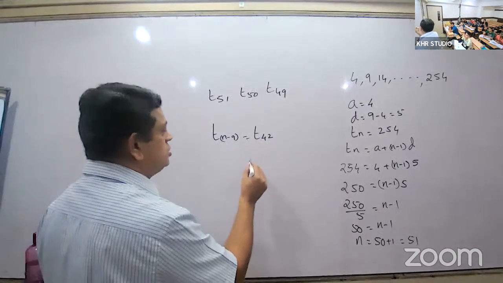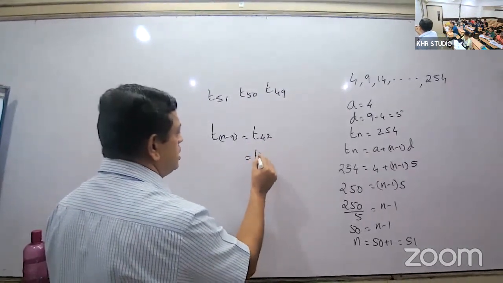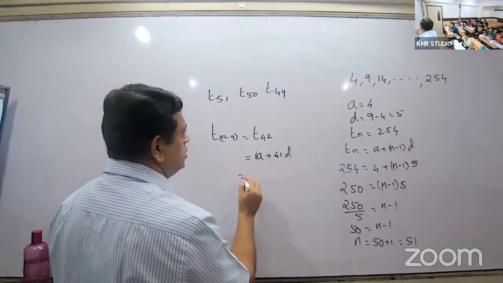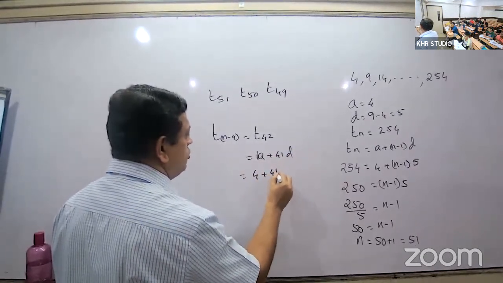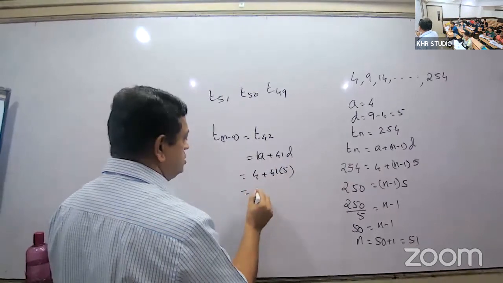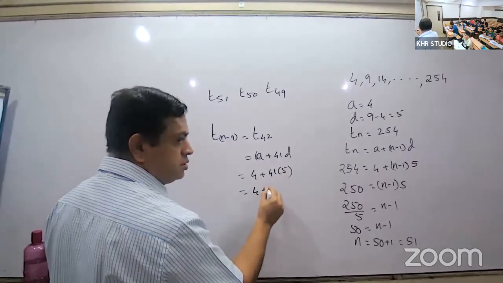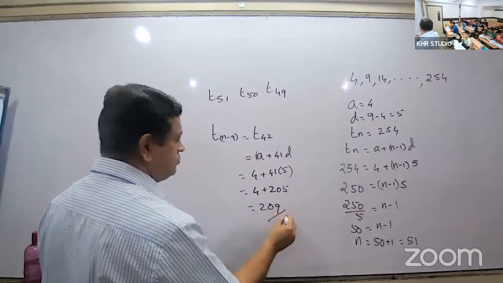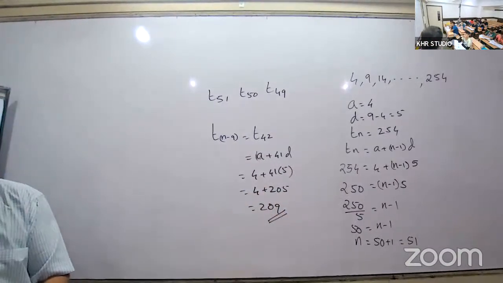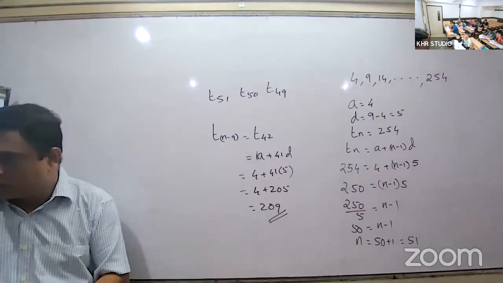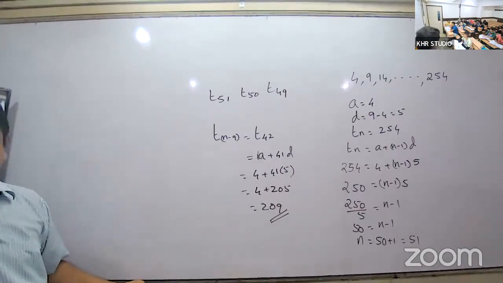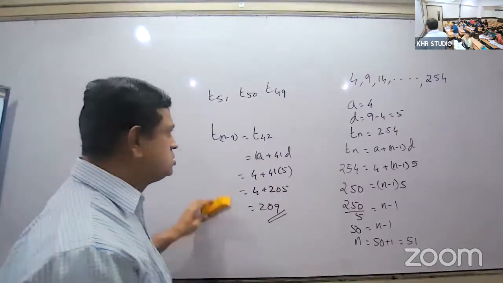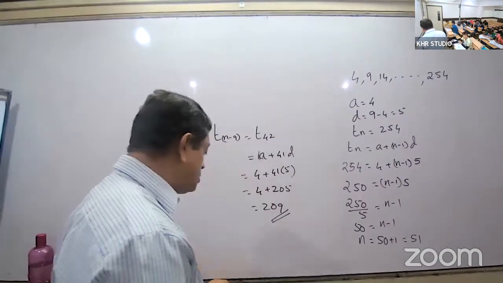Therefore, this is T42. So T42 is what? A plus 41D. What is the value of A? 4 plus 41 into 5. How much? 4 plus 205. 205, how much? 209. If you were finding T41, that would come as 204. Understood? If there is still any doubt, tell me.